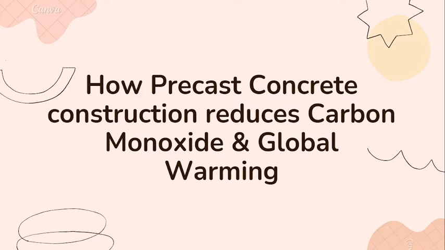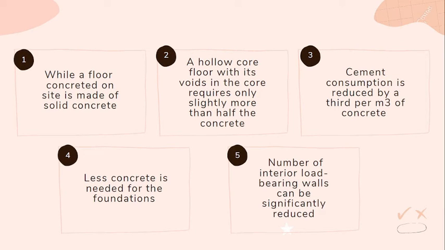How precast concrete construction reduces carbon monoxide and global warming. While a floor concreted on site is made of solid concrete, a hollow core floor with its voids in the core requires only slightly more than half the concrete. This reduced cement consumption is by 1/3 per cubic meter of concrete. Because the precast hollow core slabs are so much lighter, less concrete is also needed for the foundations. Moreover, the number of interior load-bearing walls can be significantly reduced.